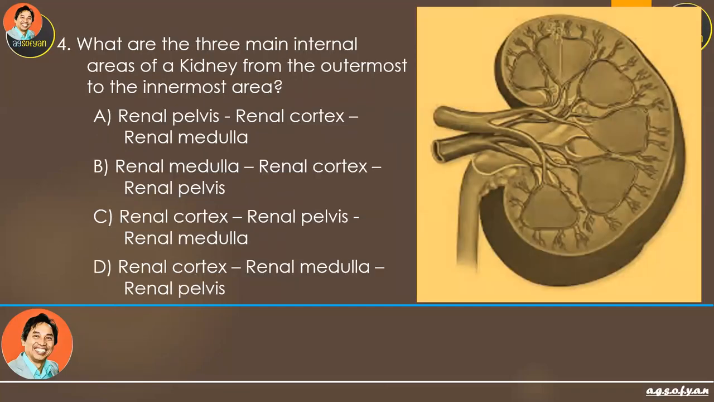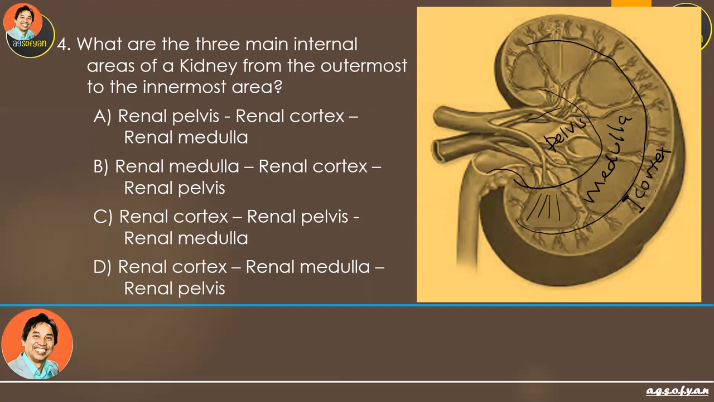Okay, what are the three main internal areas of a kidney from the outermost to the innermost area? Choose your answer. Look at this picture. If you dissect the kidney, you should be able to see three main areas. The outer part, which is here, is called the cortex. The second layer is called medulla. In the medulla, you see this pyramid structure called the renal pyramid. The third layer, the one that looks like a funnel, is called the pelvis.